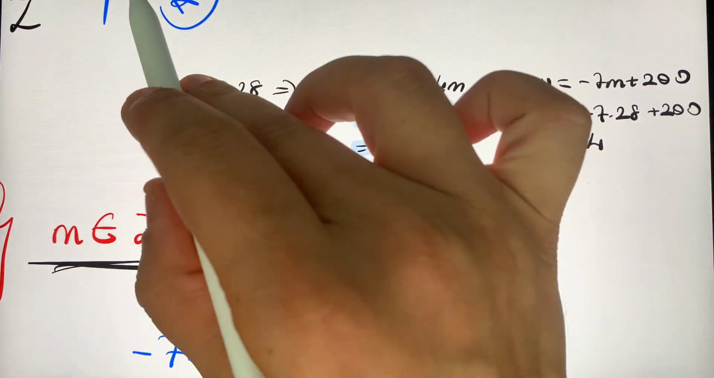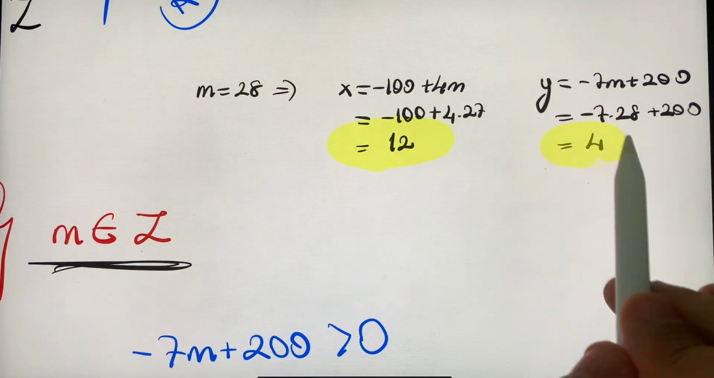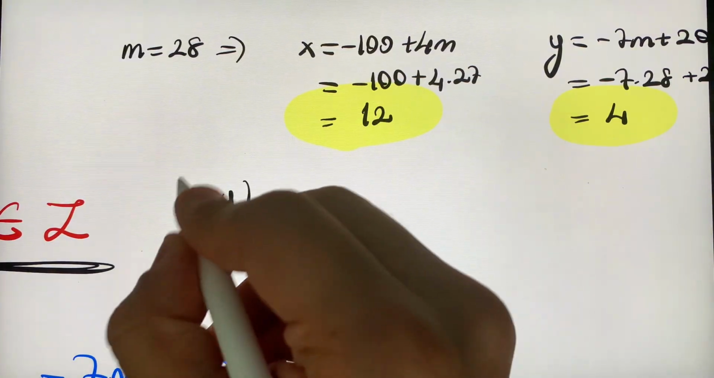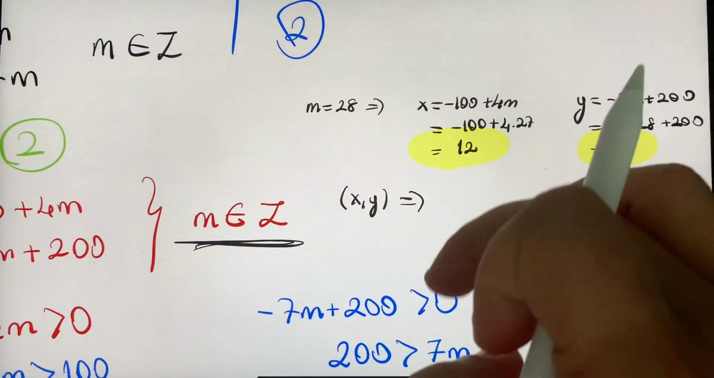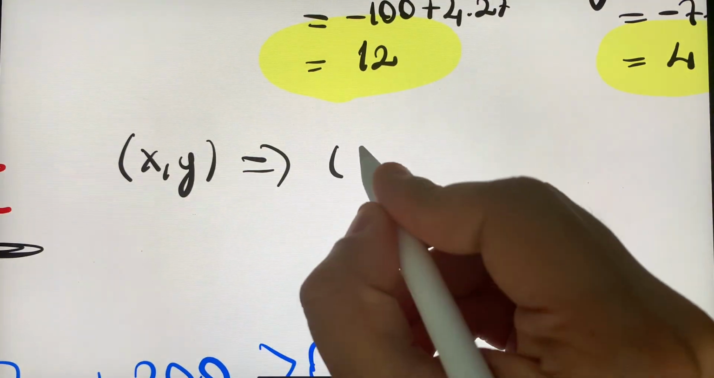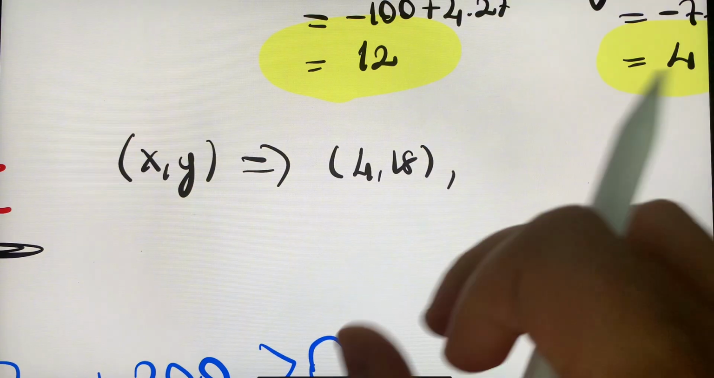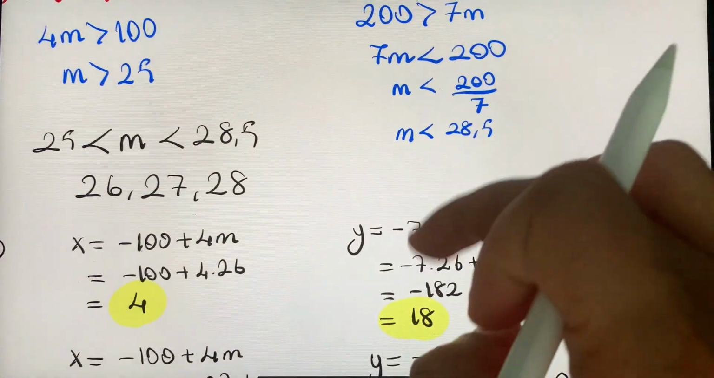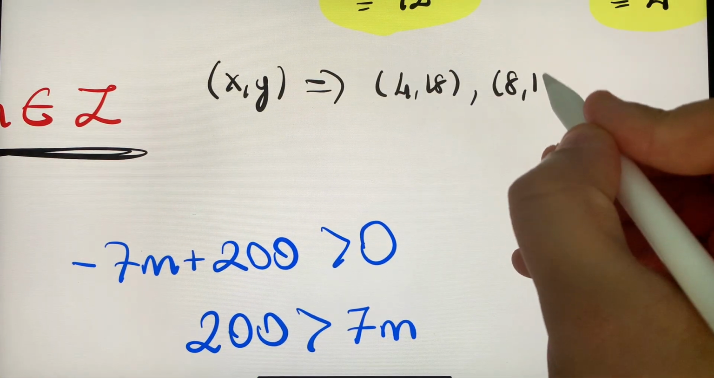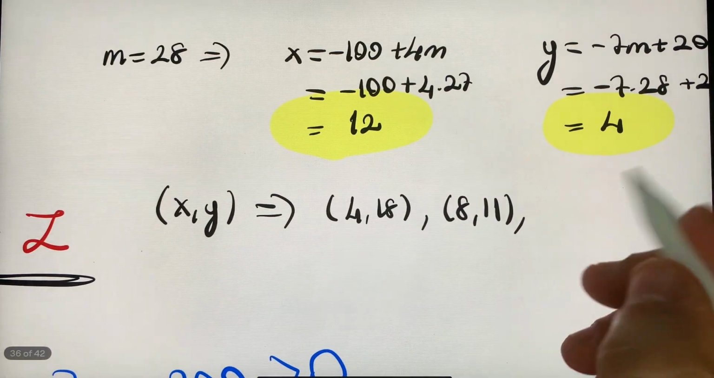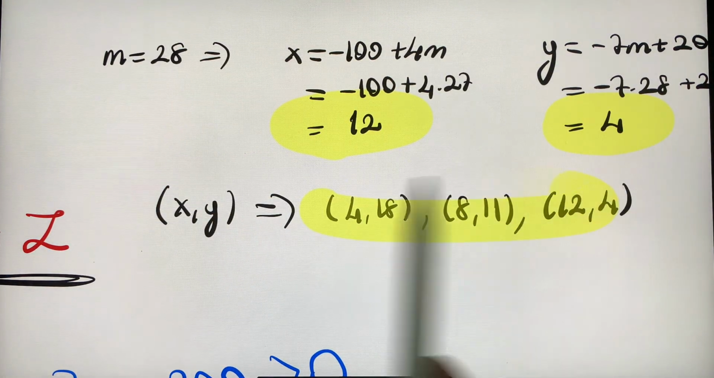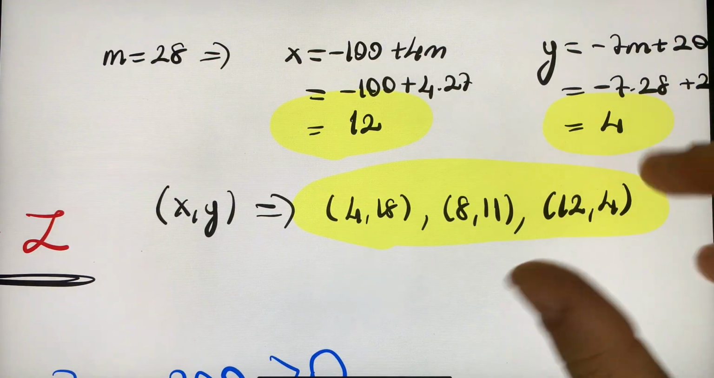In this case, look, these are our duos, the values we call x, y, written as x comma y in brackets. Let's see what came first: 4 and 18. What came second? 8 and 11. And finally, the other value: 12 and 4 came, so that satisfies this equation. These are our natural numbers.